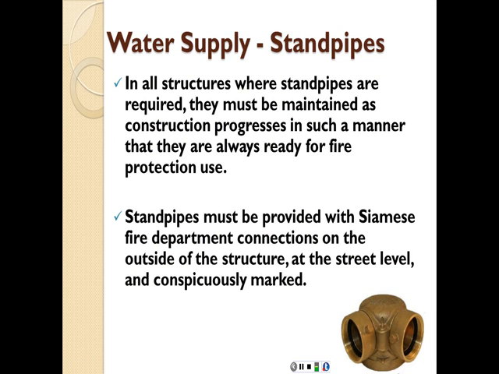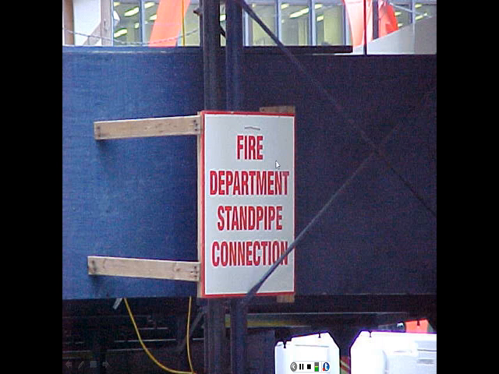and conspicuously marked. So this is an example of the Siamese fire department connection, which has more than one outlet, as you can see. And they have to be conspicuously marked, which means marked in a very obvious place so that no one is going to search for them or they can be hidden. So here's an example, a fire department standpipe connection. It's very clear with a sign.